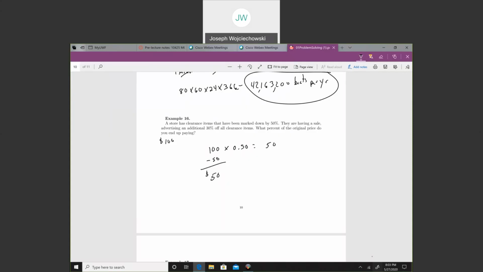Now they're taking off an additional 30%, which is 0.30, which would be 15. So I subtract 15 from the 50 and I get a final price of $35. It wants to know what percent. Well, the part, 35, over the whole, 100, times 100%, that's 0.35 times our 100%, and that is 35%.